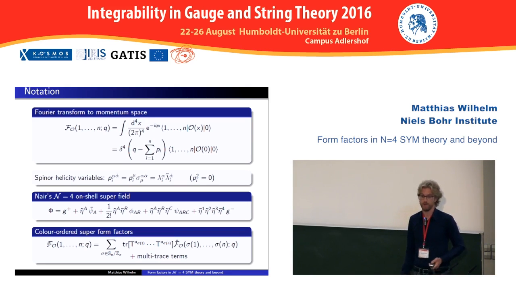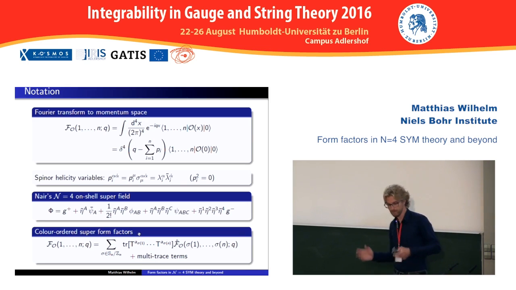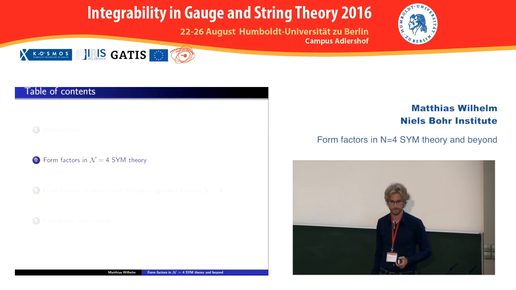Finally, we can split off the dependence on the gauge group generators T by defining color-ordered form factors in complete analogy to the amplitude case. The only difference to the amplitude case is that the operator's momentum q does not partake in the color ordering, as the operator is a color singlet.